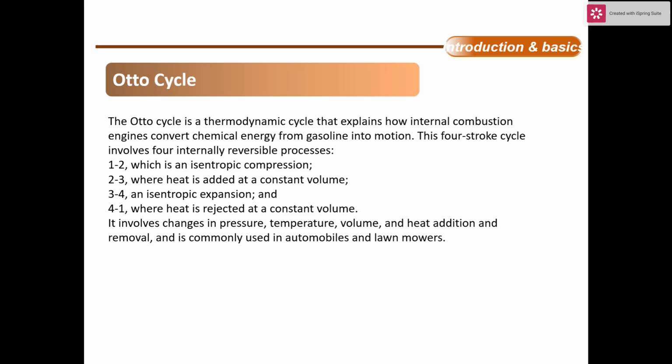Now, we are discussing the Otto cycle. The Otto cycle is a thermodynamic cycle that explains how an internal combustion engine converts chemical energy from gasoline into motion. This four-stroke cycle involves four internally reversible processes. Process 1 to 2 is isentropic compression. 2 to 3, heat is added at constant volume. 3 to 4 is isentropic expansion. 4 to 1, heat is rejected at constant volume.